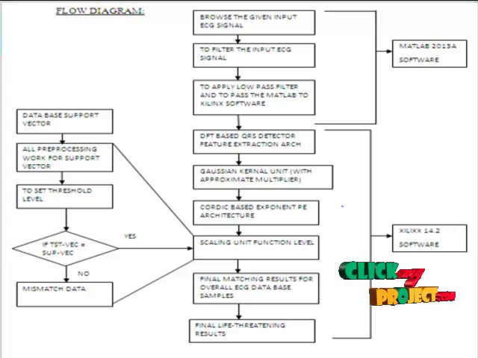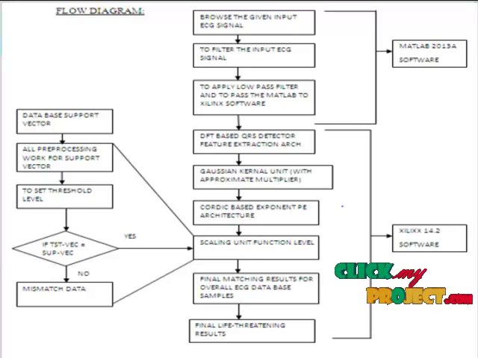So we are using MATLAB 2013, and then we go into the DFT-based QRS detection feature extraction architecture, and then we use the signal processor to filter some noise. We use the Gaussian kernel unit and the approximate multiplier structure, and go into the cardiac-based PE, processing element, architecture. The processing elements take the input signals, and based on them we create the threshold values for ECG signals of normal and abnormal persons.